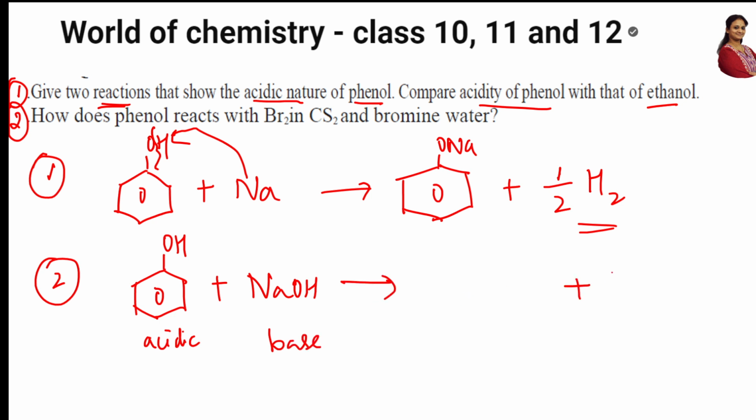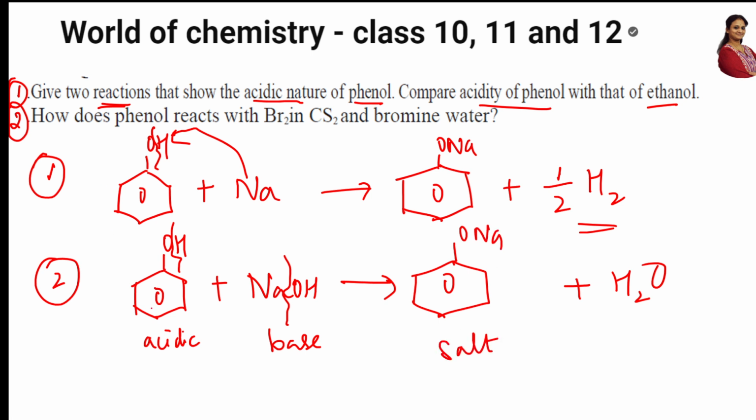Shall we write water first? We will write water. What is the salt formed? Same thing. There is a cleavage here at O, and you'll be getting sodium phenoxide. So see carefully, in both the reactions, this is the salt, this is plus water. So this is acid plus base gives me salt and water, which shows that phenol is acidic in nature. So these two are the reactions.